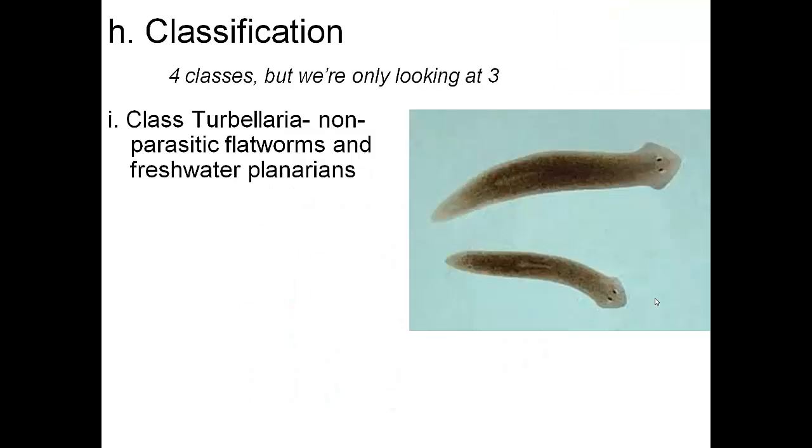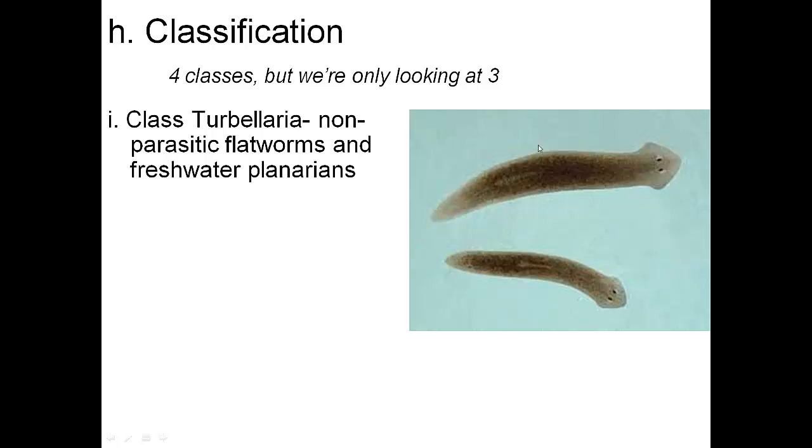Classification. Now there's 4 different classes. Remember, the phylum is Platyhelminthes. We can break that into 4 classes, but I'm only going to go through 3 of them. First, we have class Turbellaria. These guys are not parasites, and they include freshwater planarians.